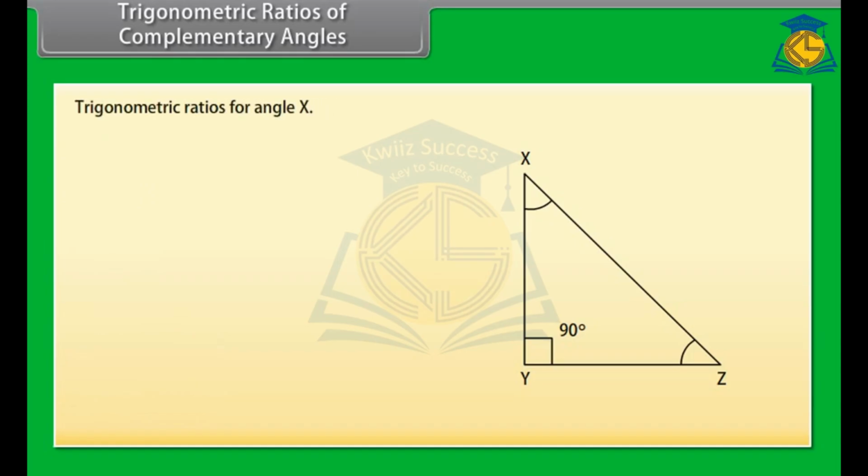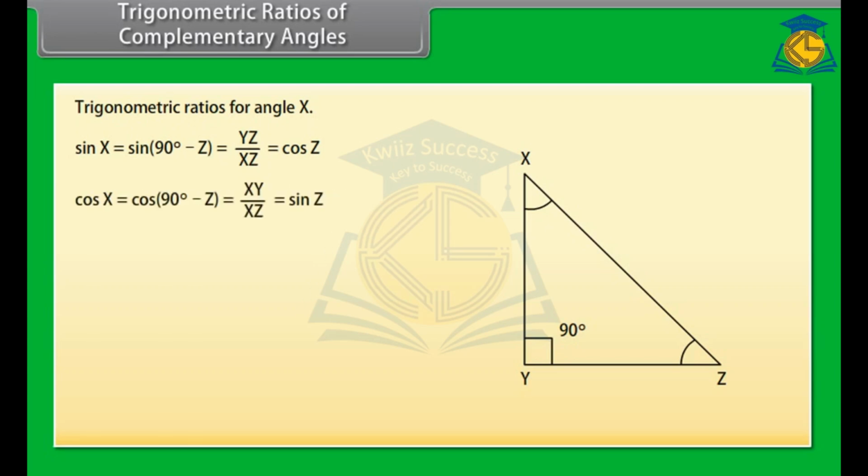Let us now list the trigonometric ratios of angle X. Sin X is equal to sin (90 degrees minus Z), which equals YZ upon XZ, which equals cos Z. Cos X is equal to cos (90 degrees minus Z), which equals XY upon XZ, which is equal to sin Z. Tan X is equal to tan (90 degrees minus Z), which equals YZ upon XY, which equals cot Z.